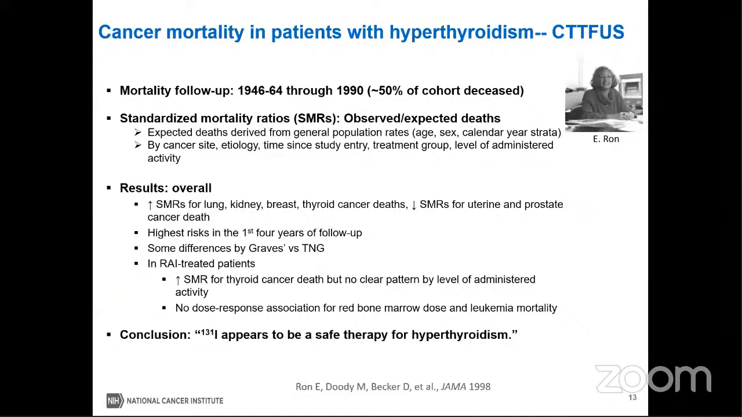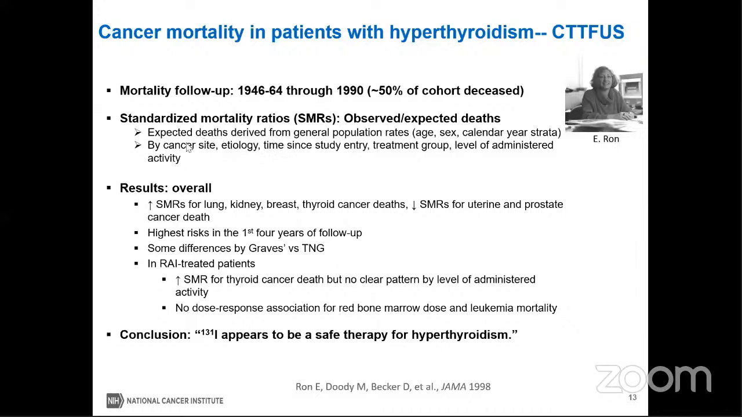So a very well-known analysis of these data was published in the late 1990s in JAMA by my former colleague, the late Dr. Elaine Ron, who was a researcher in my group at NCI. And she led an analysis of the mortality data through 1990, at which point about half the cohort members had already died of some cause. They calculated standardized mortality ratios, or observed over expected numbers of deaths, which, as I mentioned, is an external population comparison type of analysis.